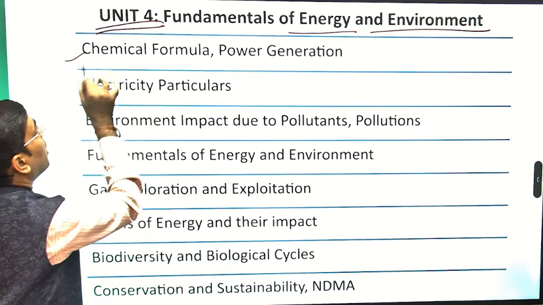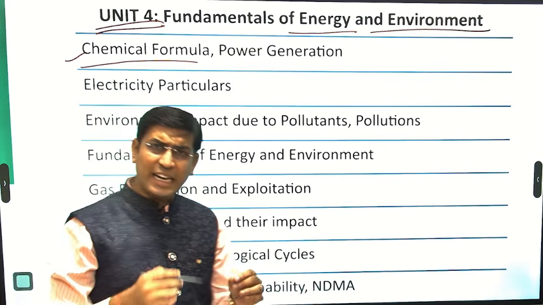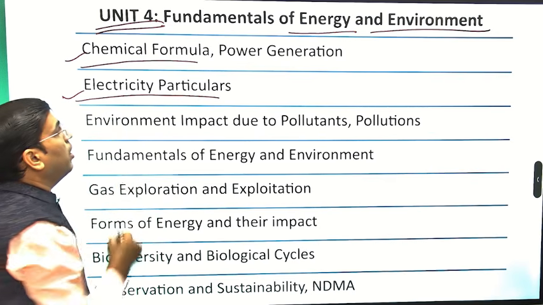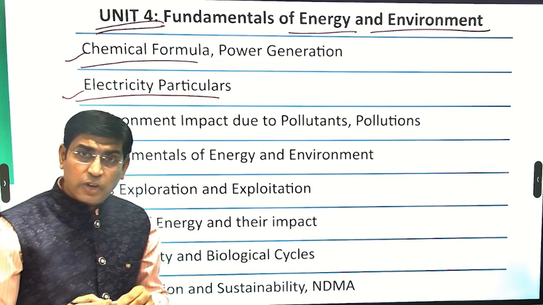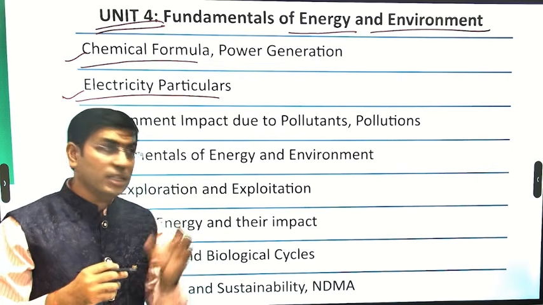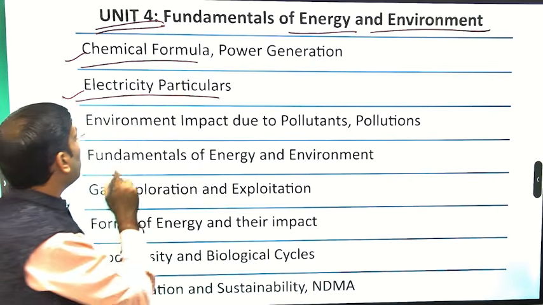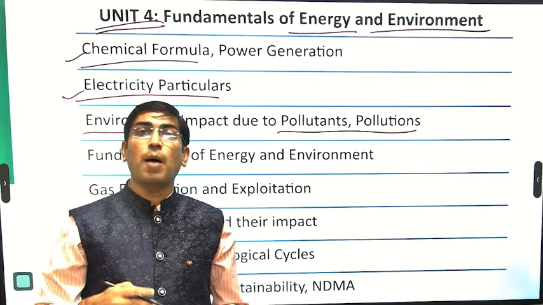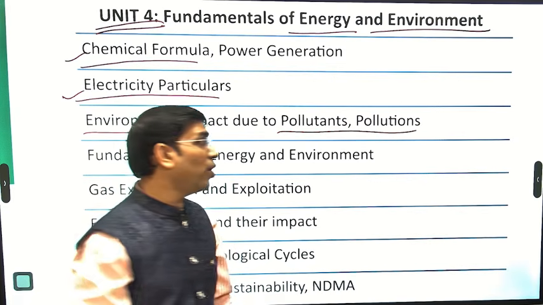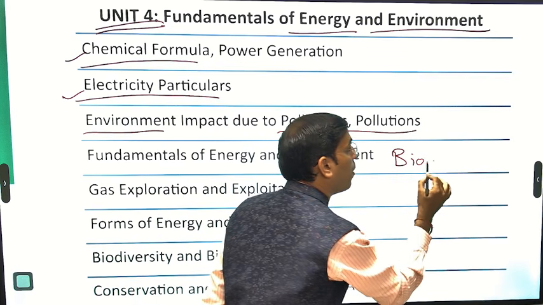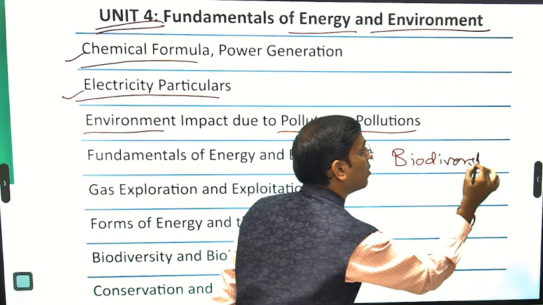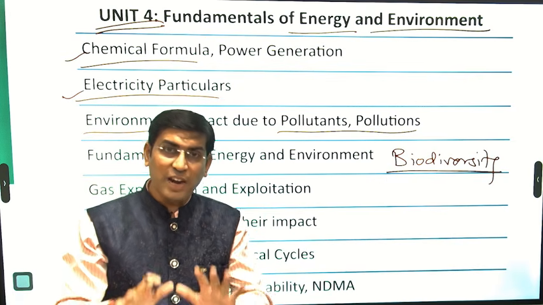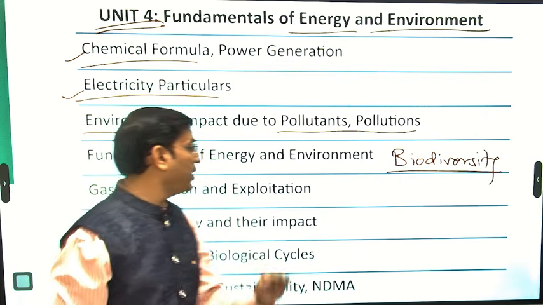So let's move on to the chemical formula, power generation, electricity, conductivity, all the things present over there. Apart from that, some of the particulars from the electricity point of view, from the good conductivity, these are the particular constants over there. From the environment point of view, pollutants, different types of pollution, biochemical cycles, how important they are, even some of the points of biodiversity. So to maintain proper sustainability in the given environment is the key approach for energy and environment.